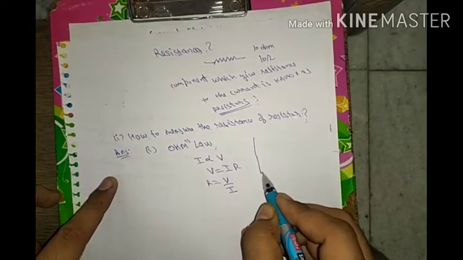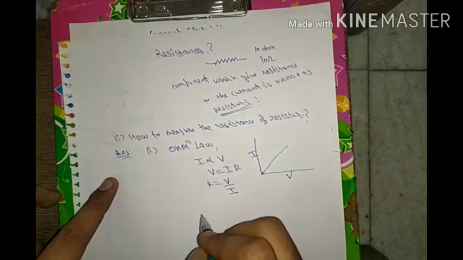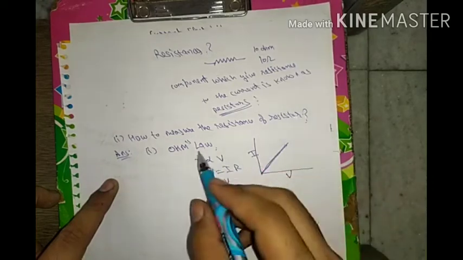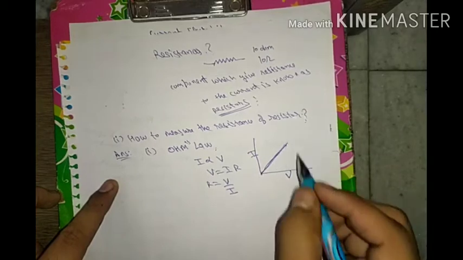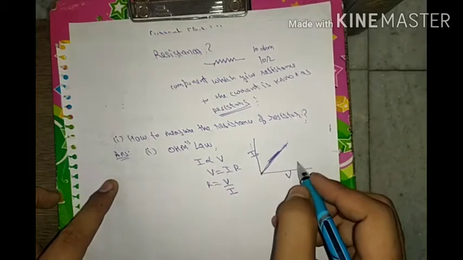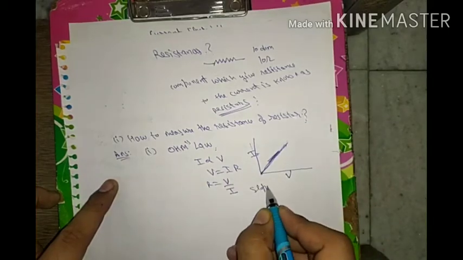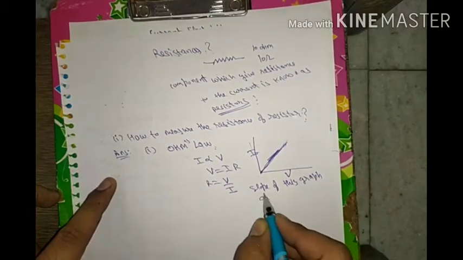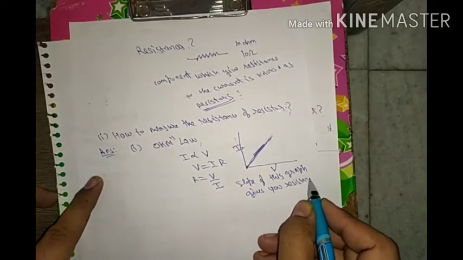So just draw the graph between V and I. Clear, students? V and I. And then it comes out to be a straight line. If you read Ohm's law carefully, then you will know the graph comes out to be a straight line. And the slope of this graph, you know what is slope? That is change in y-axis upon change in x-axis. So the slope of the graph gives you the resistance. Clear, students?